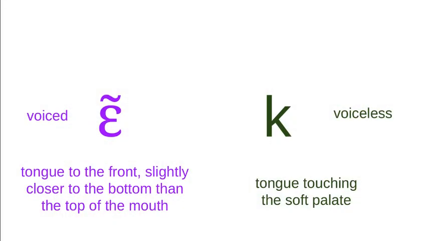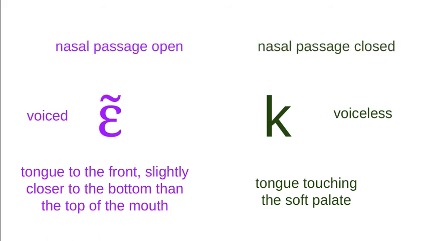Okay, so we see what's happening with the tongue, what's happening in the voice box. And we also get a little bit of information about the nasal passage, right? Eh, that little squiggle over top of the vowel there is a phonetic indicator that the nasal passage is open. This is a nasal vowel. With the k, it represents a non-nasal sound, so it's telling us the nasal passage is closed.